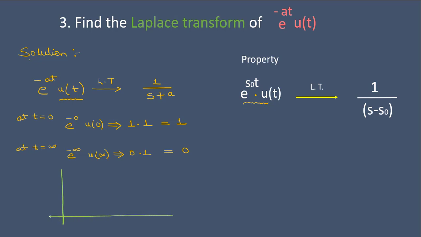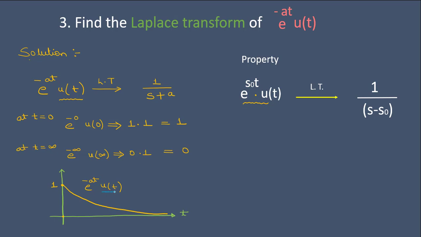So if you want to plot the e raised to minus at u(t) graph, it will be something like this. These are my axes. This is the time axis t. Now at t equals 0, that means at origin, the value is 1, so I can mark this as 1. And at t equals infinity, the value is almost 0, so it is approaching 0. So it is nothing but an exponentially decaying signal. So this is my e raised to minus at u(t) signal.